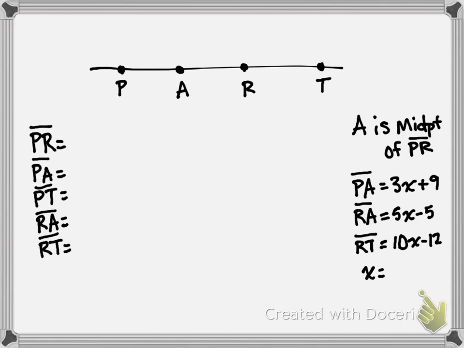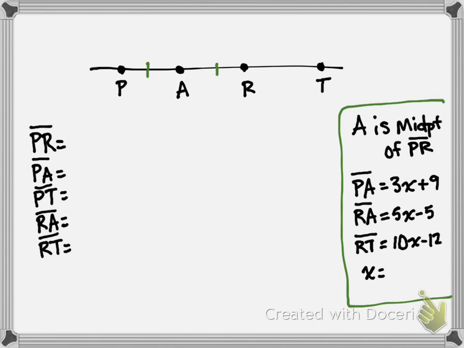So over here, again, we look at our midpoint information. And then we're going to fill in some of this. So A is a midpoint of PR. That means that PA and AR are congruent. So now we can start solving. So we do know PA, we know AR, we know RT.